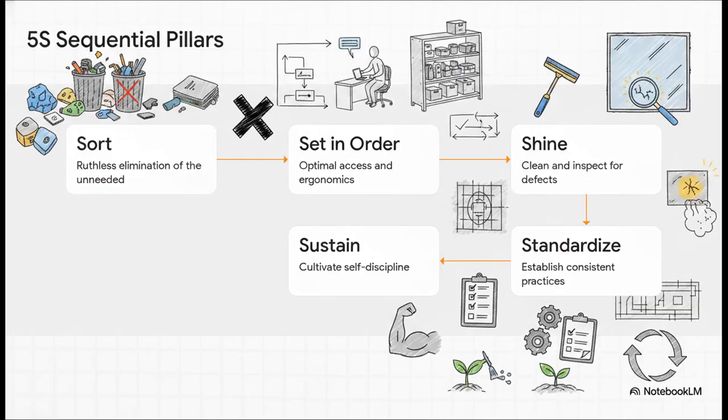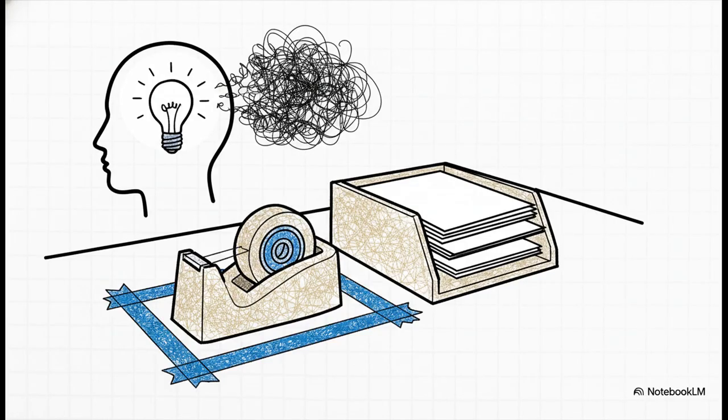Now here's the kicker, and it's absolutely crucial. These steps are completely sequential. You literally can't set in order if you haven't first sorted through the mess to ruthlessly eliminate what you don't need. Make sense? Once you're sorted, you arrange what's left for optimal access. Then you clean, again, to inspect for defects. After that, you lock it in with standard visual cues, and lastly, you cultivate the self-discipline to keep the whole machine running smoothly. In the real world, this methodology can be shockingly simple.